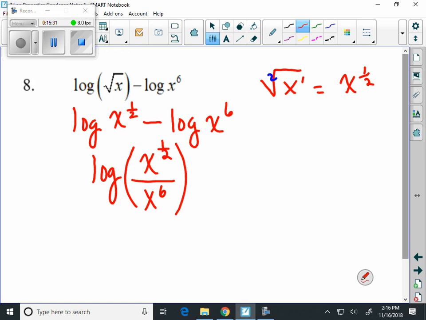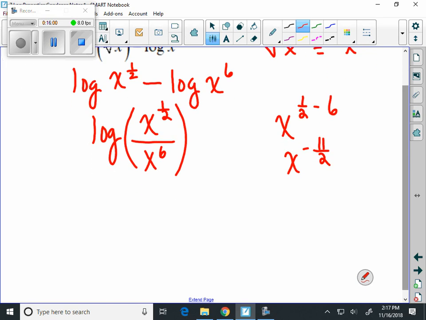And when we divide, remember, division means that we subtract the exponents. I don't have my calculator open here today, but 1/2 minus 6 is 5.5. And then we get x to the negative 11/2. I think that's right. Yes, because 1/2 minus 6 is going to give us negative 11/2. So x to the 1/2 divided by x to the 6th turns out to be x to the negative 11/2. I kind of lost my negative in there, so I'll put it in a different color.